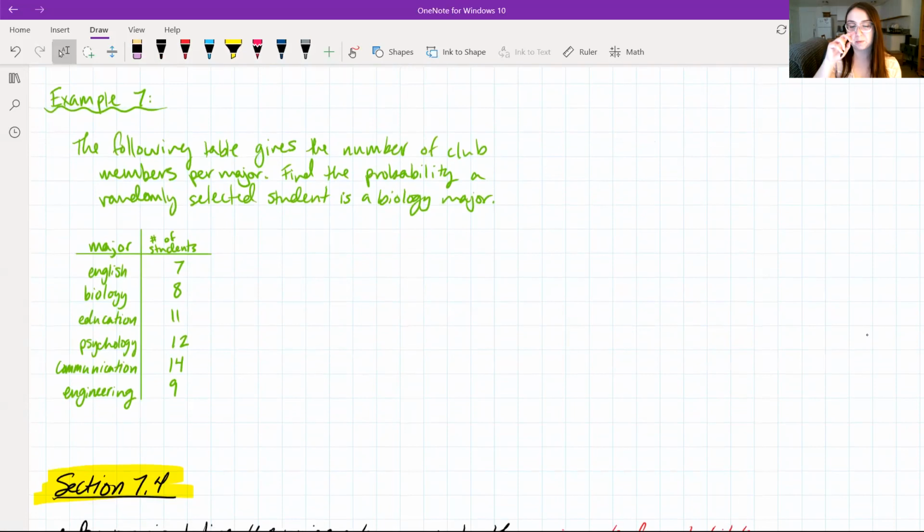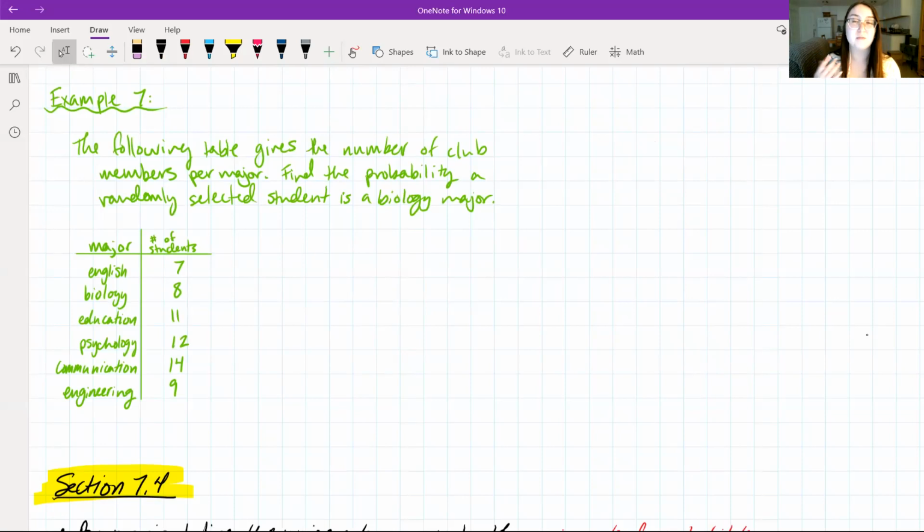All right, then moving on to example 7. The following table gives the number of club members per major. Find the probability a randomly selected student is a biology major. So we see here we have this list of students. We have 7 English majors, 8 biology majors, 11 education majors, 12 psychology majors, 14 communication majors, and 9 engineering majors.